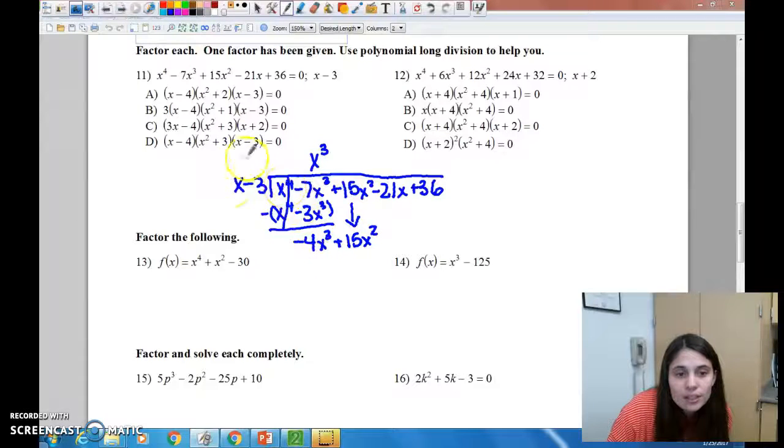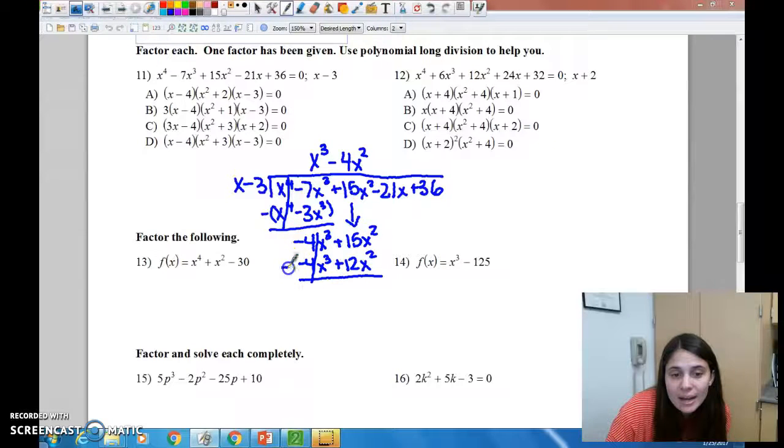So negative 4x cubed divided by x is a negative 4x squared. Negative 4x squared times x is a negative 4x cubed. Negative 4x squared times a negative 3 is a positive 12x squared. So a negative 4x cubed minus a negative 4x cubed cancels.